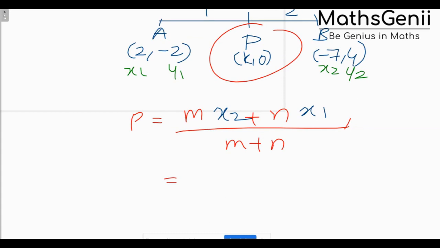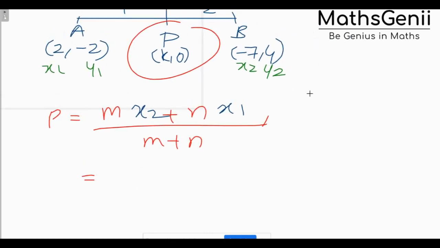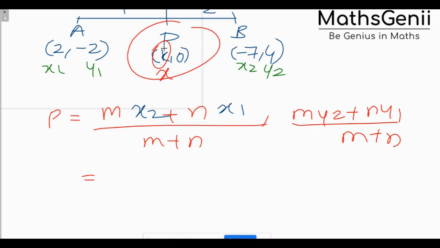Another part of this formula is, it is not asked in the question, but still I'm telling you for extra information. M y2 plus n y1. In case they ask the y term. Here they're asking k. K is the x term. So here I'm using only this part.